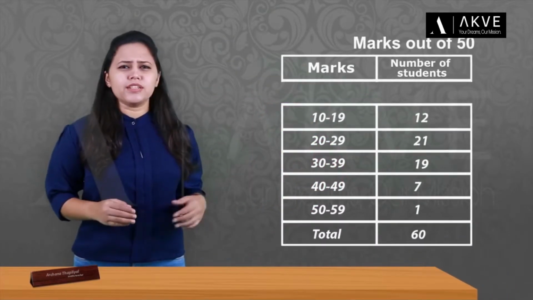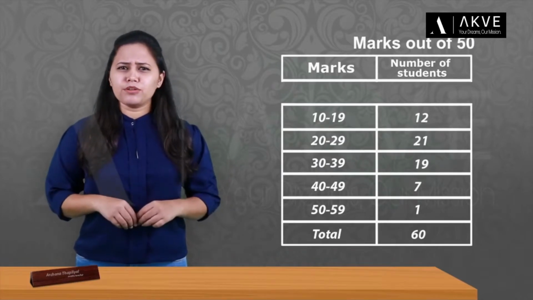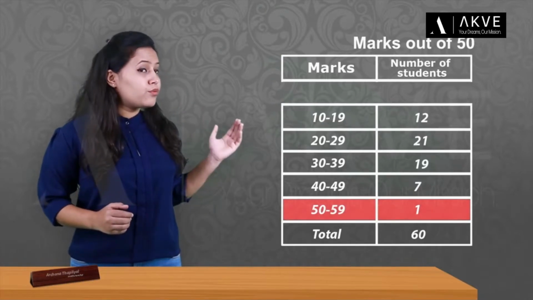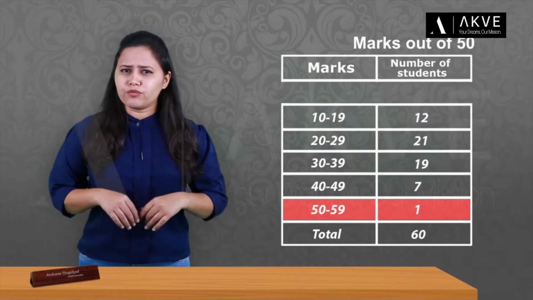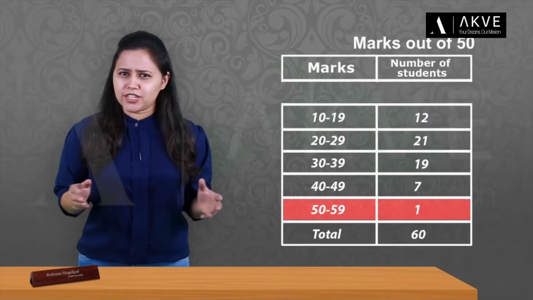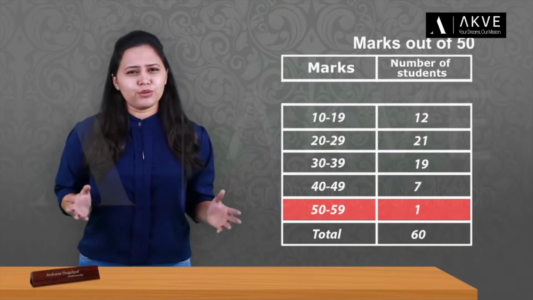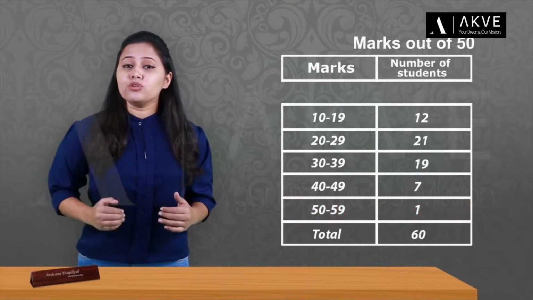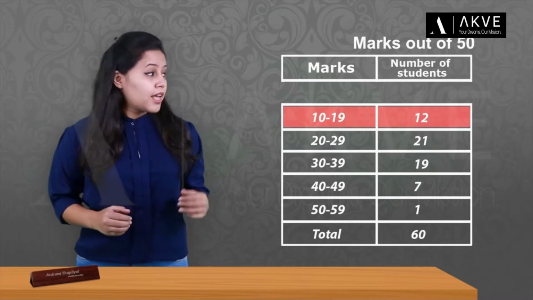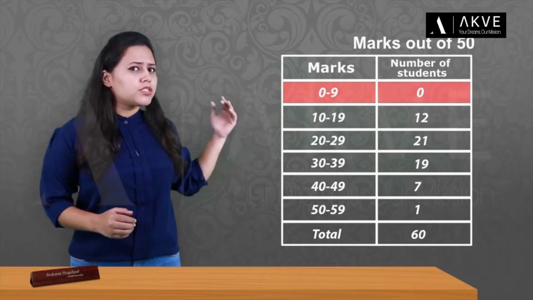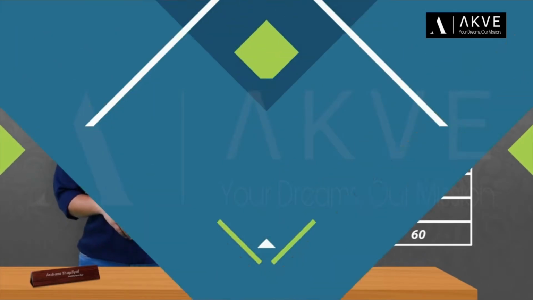Now let's move forward and consider one more example. A teacher conducted a test in a class of 60 students and represented the data in a tabular form like this. Here it is clearly visible that only one student scored a full 50 because the test was out of 50 and no student can score more than 50, right? Essentially, the last interval indicates the number of students who scored 50. Similarly, no student scored less than 10 since the first interval begins at 10. This means the previous interval 0 to 9 will have 0 students.